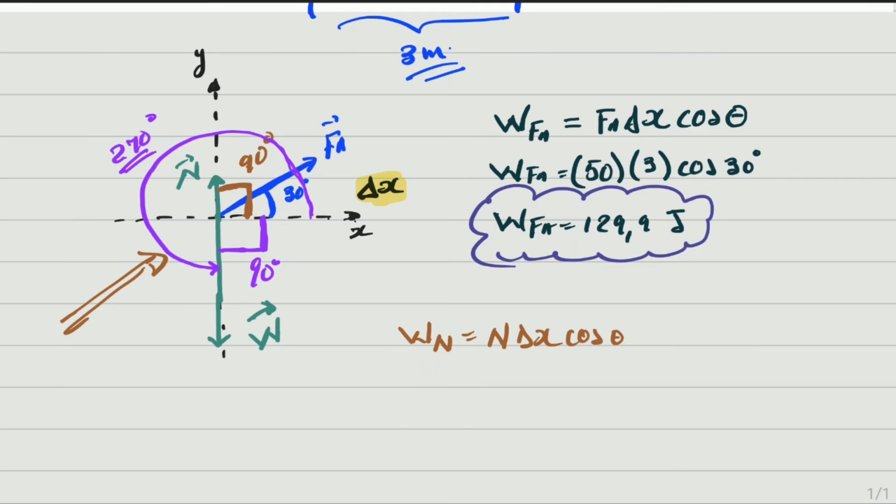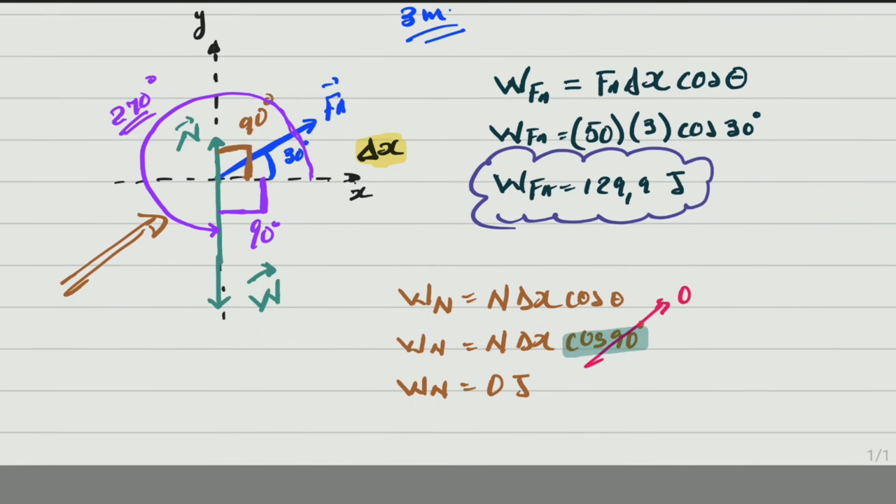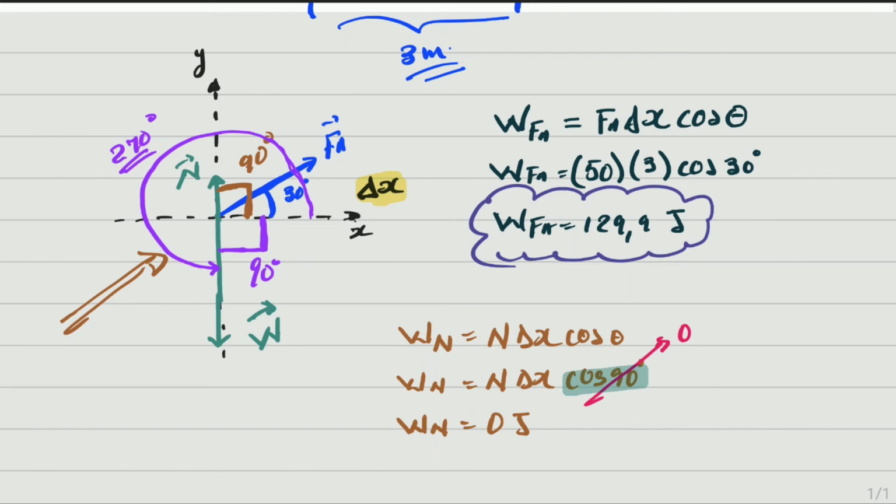Now the work done by the normal, when you go to the substitution, obviously we don't have the normal, but we are going to need normal. Normal multiplied by the displacement multiplied by the cosine of 90 degrees. And guys, the cosine of 90 degrees is 0. Therefore, the work done by the normal force is going to be equal to 0 joules. In other words, normal does not do work in this case. It doesn't mean that it never does work. It means that it does not do work in this specific situation we are working with.